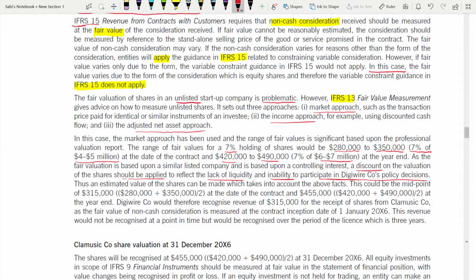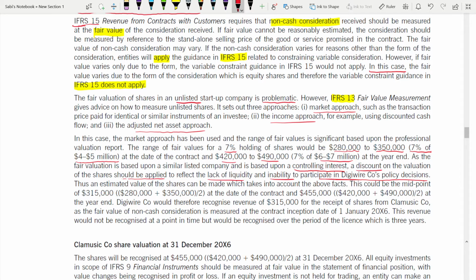What does this mean? Can you understand what it means? Read again. What it means. Here they told it's a controlling interest. What is a controlling interest? You're controlling it. But you only have a 7% holding of shares. Do you think with a 7% holding you are controlling? No, you don't even have a significant influence there.